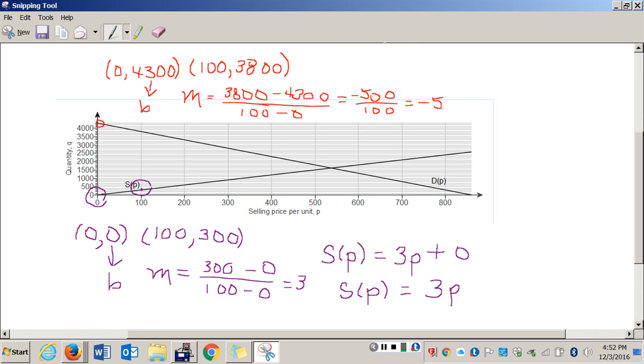So now with y equals mx plus b, we know that our demand equation, D of P, where D is taking the place of y and P is taking the place of x, D of P is going to be negative 5 times P plus 4,300.